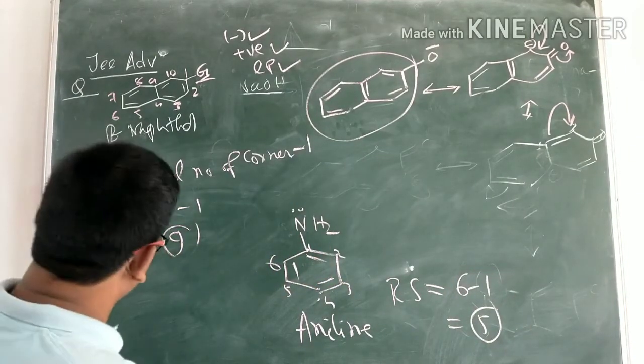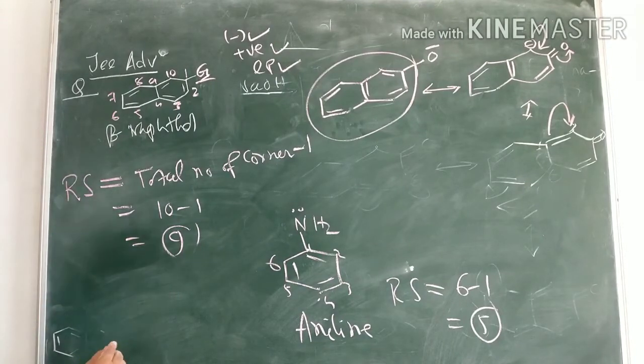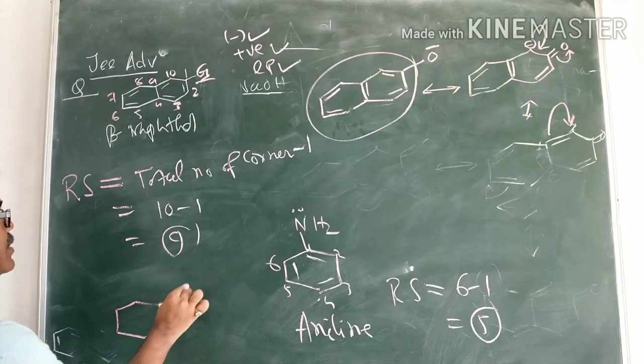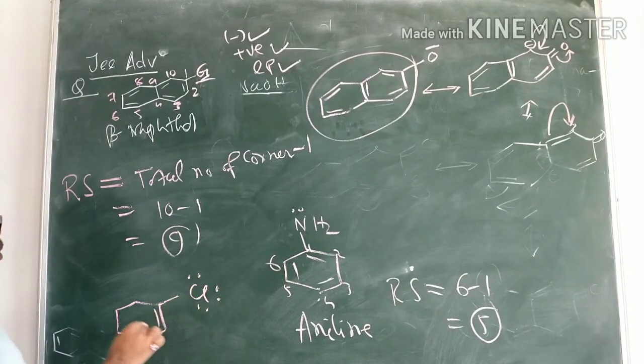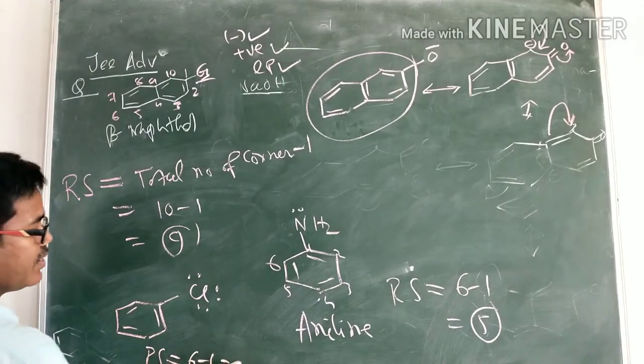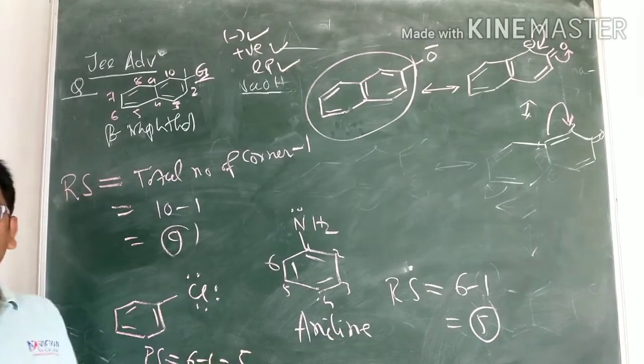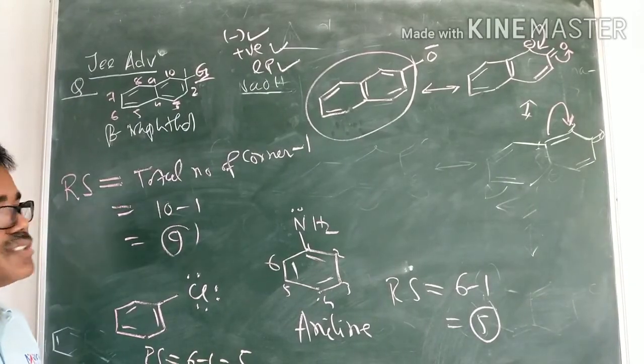Similarly, you can do one more problem. Suppose this problem you can solve. Chlorine. Here the G atom is chlorine, and chlorine contains lone pairs. Therefore, here the total corners are 6. Therefore, RS will be 6 minus 1, 5. This is how we can calculate resonating structures within a few seconds. Thank you.